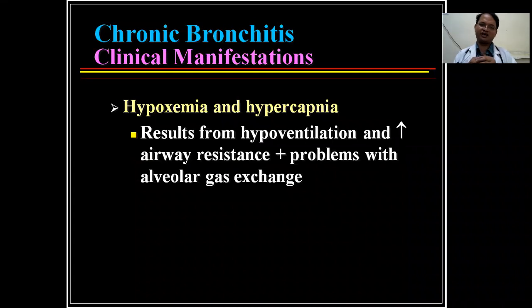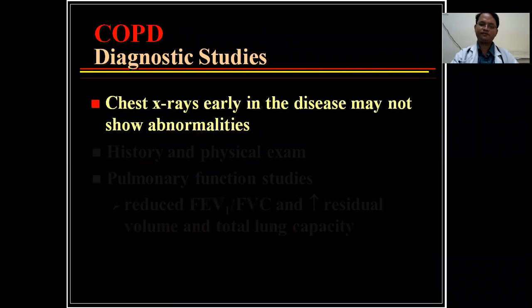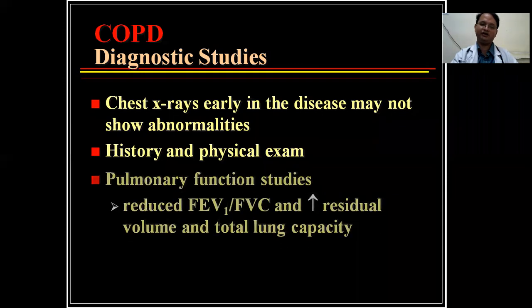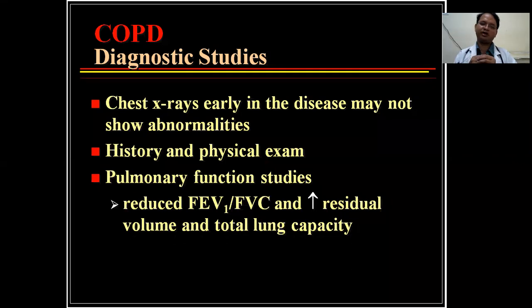With hypoxemia and hypercapnia, the low oxygen and high carbon dioxide, it results in the hyperventilation and an increase in airway resistance, which leads to the problems with the alveolar gas exchange. The chest X-rays early in the disease may not show any abnormalities, so we have to rely on the history and physical examination.